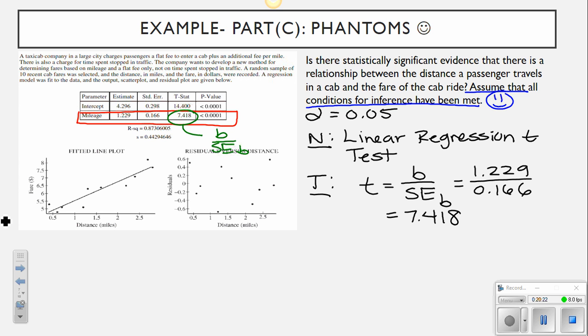So there's your key statistic. Guess what's next to it? The p-value, which is what? Less than 0.0001.